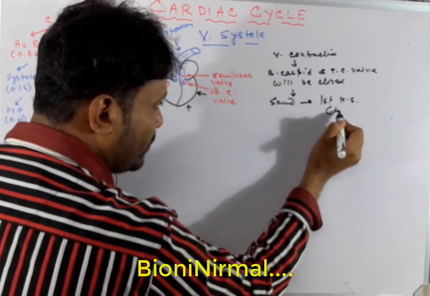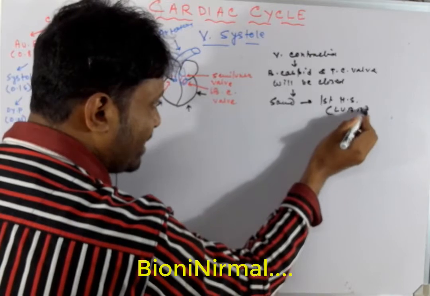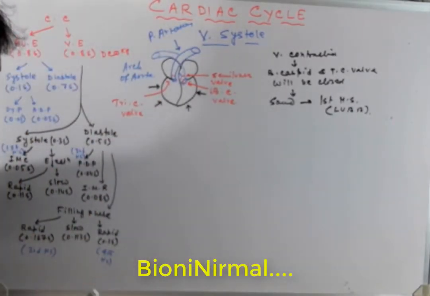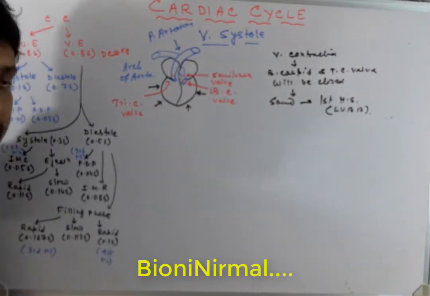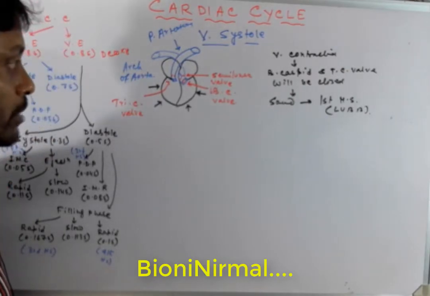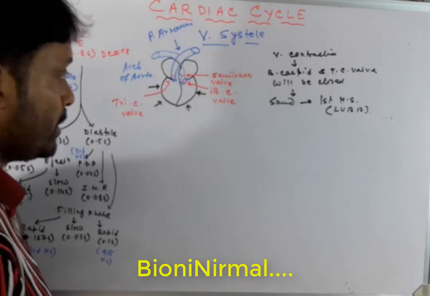A loud type of sound is formed, so that at the beginning of the ventricular systole, the bicuspid and tricuspid valves will be closed, and this makes a sound called the first heart sound.